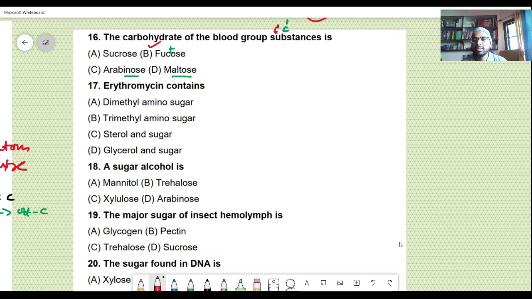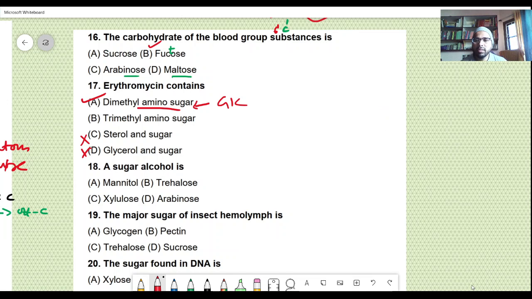Erythromycin contains dimethyl amino sugar, trimethyl amino sugar, sterol and sugar, or glycerol sugar. These are all not there, so it's a dimethyl amino sugar. It's a general knowledge question, not in your syllabus, but you can just remember it. So that is the right answer there.